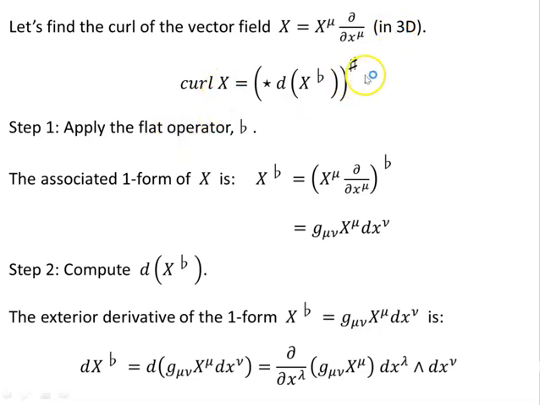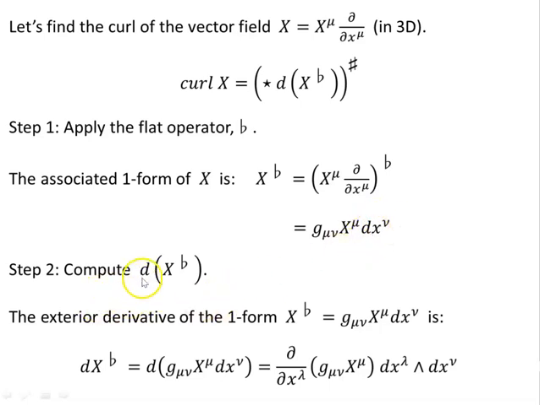So the curl of X will be the sharp of all that. So step 1, let's apply the flat operator. Inside the inner parentheses here, we'll take the vector X and apply the flat operator to it. So the associated one form of the vector X is the flat of X, which in components, we use the metric to lower the index, times the vector component X contravariant mu, dx, and see how the tangent basis vectors become the cotangent basis 1 forms.